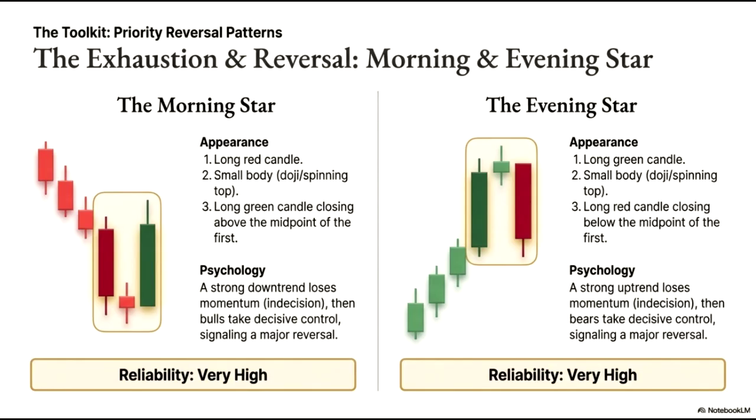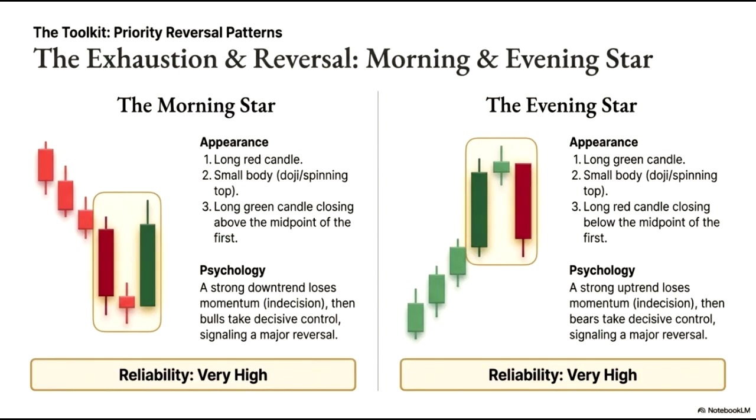Next, let's look at 2 of the most reliable reversal signals in our toolkit, the morning and evening star. These are 3 candle patterns that signify exhaustion and a subsequent shift in market momentum. On the left, the morning star appears at the end of a downtrend. It begins with a long red candle, followed by a small-bodied candle, like a doji or spinning top, representing indecision. The pattern is confirmed when a long green candle closes above the midpoint of that first red candle. Psychologically, this tells us the selling pressure has dried up and buyers have stepped in to take decisive control.